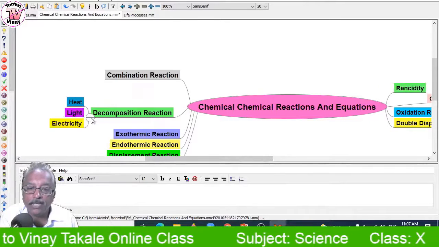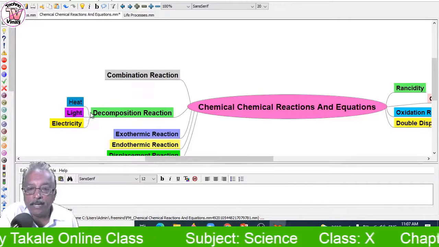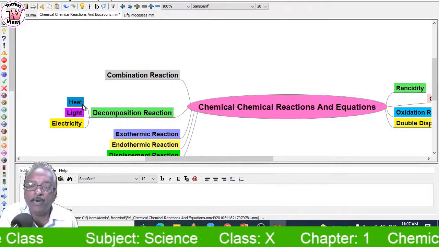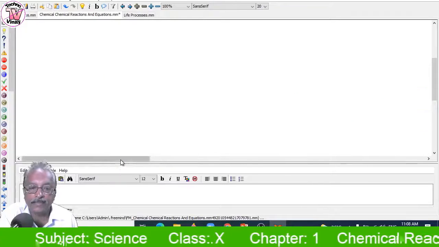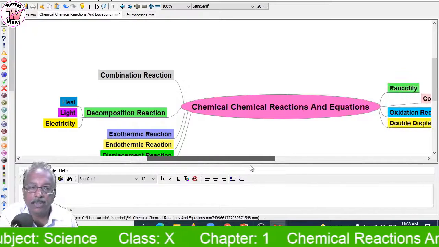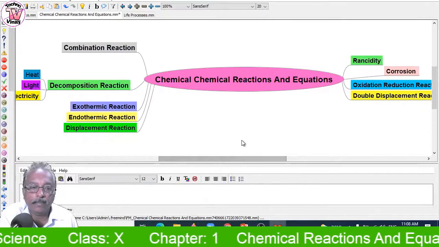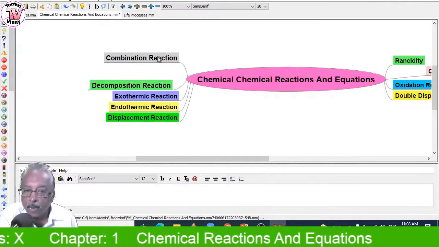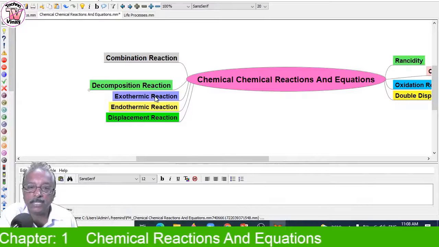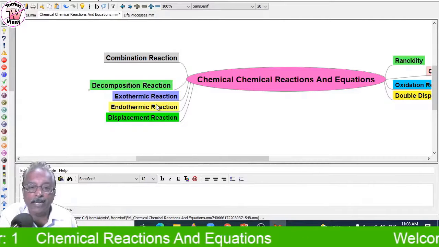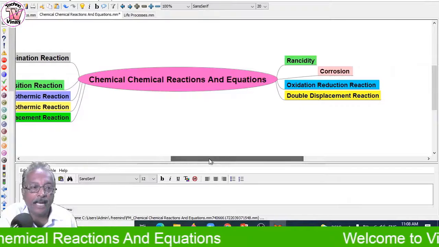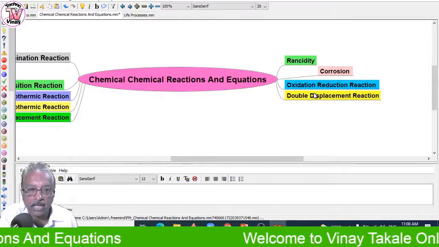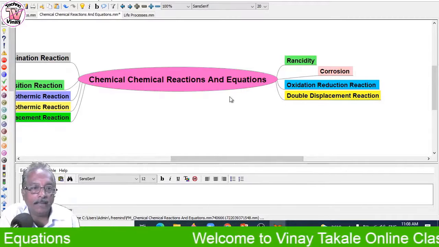Then decomposition reaction. In order to carry out the decomposition reaction, you require energy, and energy is supplied in the form of heat, light, and electricity. Followed? So now let us see these reactions one by one: combination reaction, decomposition reaction, exothermic reaction, endothermic reaction, displacement reaction, then rancidity, corrosion, oxidation reduction, double displacement reaction.